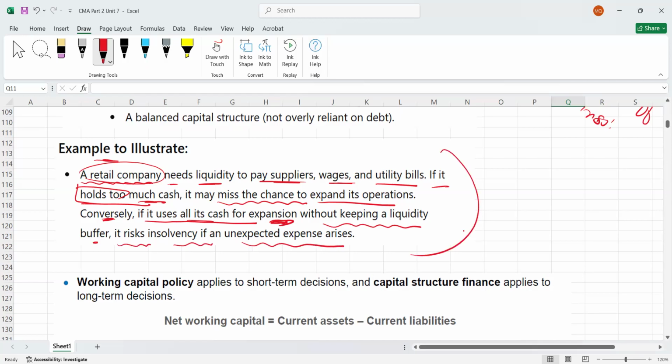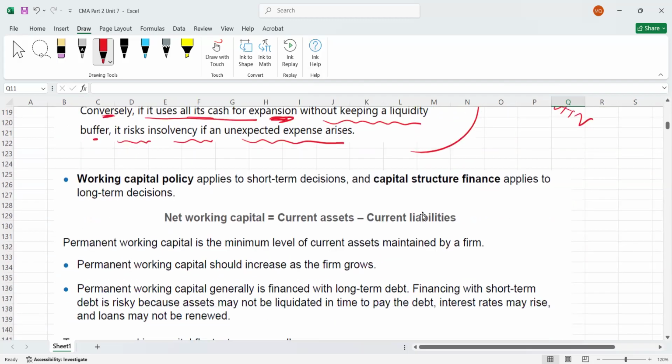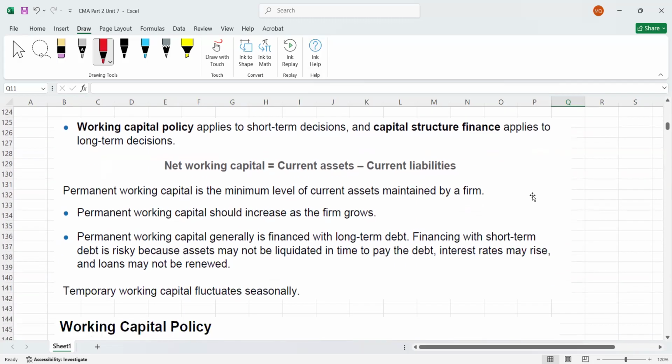So this is actually your example to understand the objective. On one hand, you should have some liquidity to settle your liabilities. On the other hand, you should not keep your assets idle, right? Like cash idle, because you will incur the opportunity cost by not investing. So you need to create a balance in between. Okay, so this is the objective. And don't worry, we will practice through the questions, so you will get it very easily.